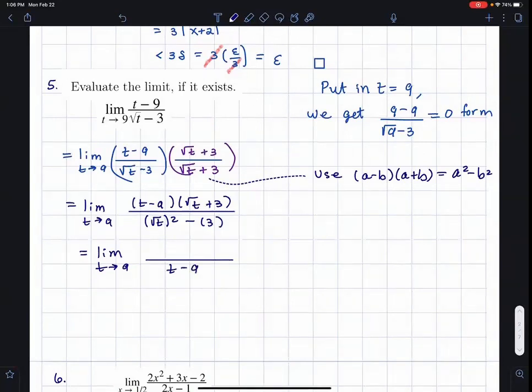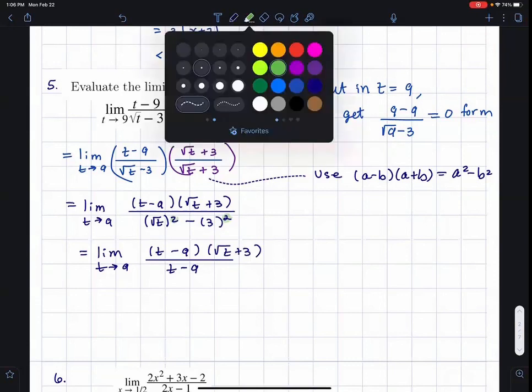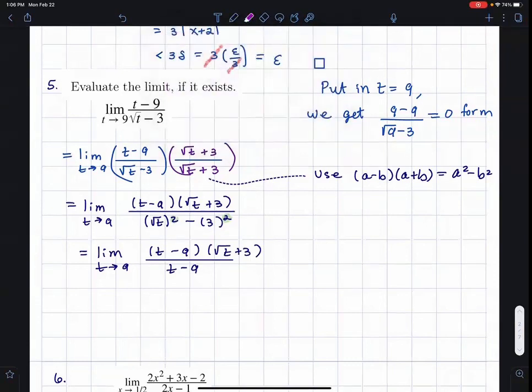There's a mistake here, a little typo. Rad t minus 3 times rad t plus 3 is rad t squared minus 3 squared. It should be minus 3 squared, so we have these squares there. So that becomes t minus 9, and the numerator t minus 9 is there. Those will cancel out. And so I have the limit of what's left, radical t plus 3. And if I plug in 9, that does not result in any division by 0.